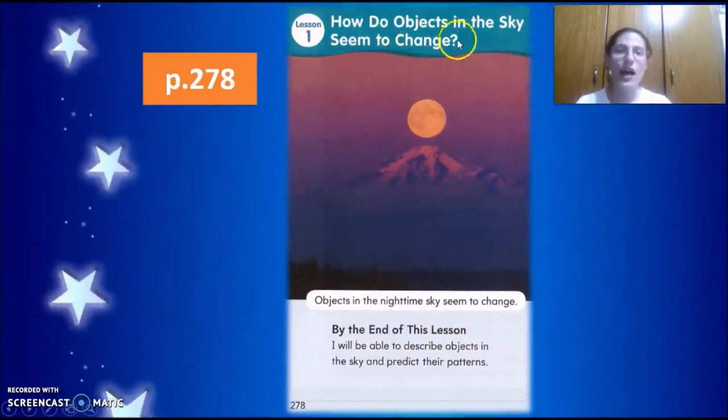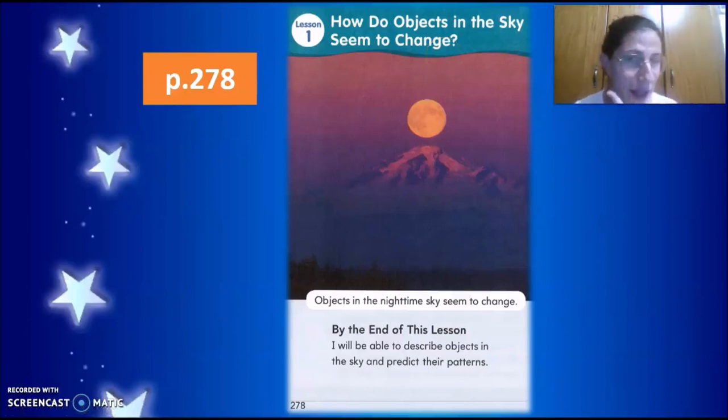Lesson 1. How do objects in the sky seem to change? We keep in mind that whenever we say the word seem, it means they look like as if they are changing, okay? They appear as if they are changing, but are they really changing? Let's check out. So, we take a minute to observe this picture. What can we see? What can we observe? What can we spot? Excellent, we can spot the moon. What else? Excellent, we could spot the mountain. What else? Excellent, we could spot the trees.